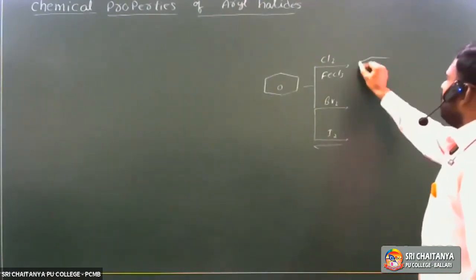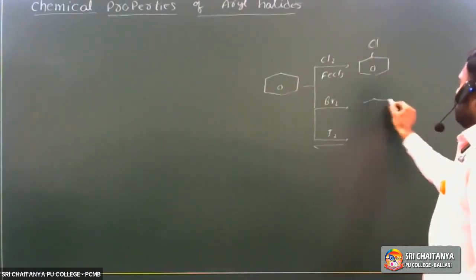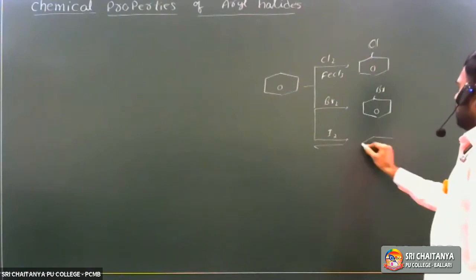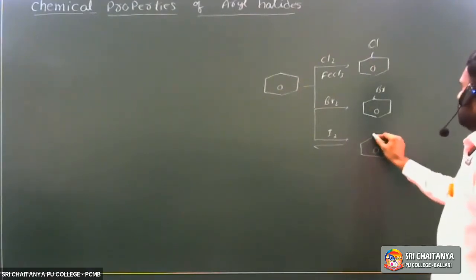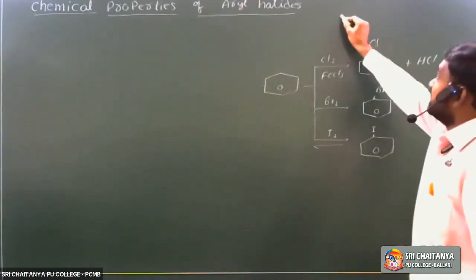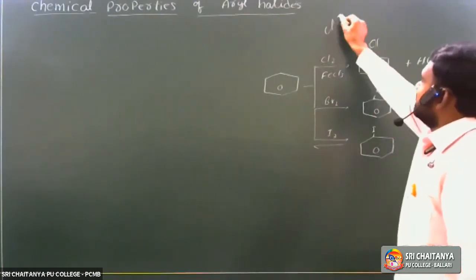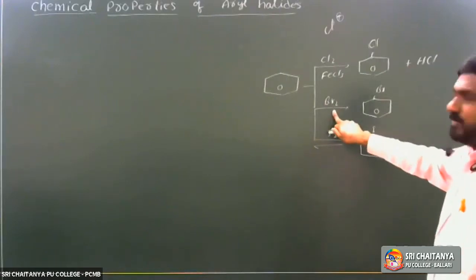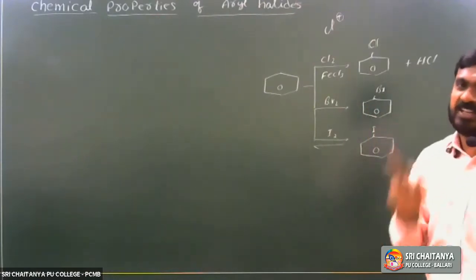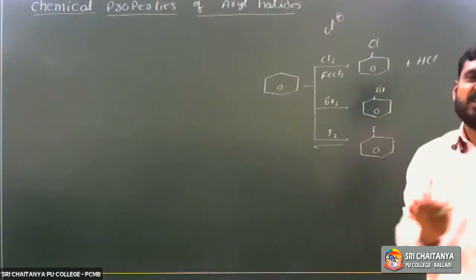Here, chlorobenzene, C6H5Cl, is formed. If you use bromine, bromobenzene is formed. If you use iodine, iodobenzene is formed. Here the byproduct is HCl. It is an electrophilic substitution reaction. Here the electrophile is Cl plus, here Br plus, here I plus. Characteristic properties of benzene are electrophilic substitution reactions.